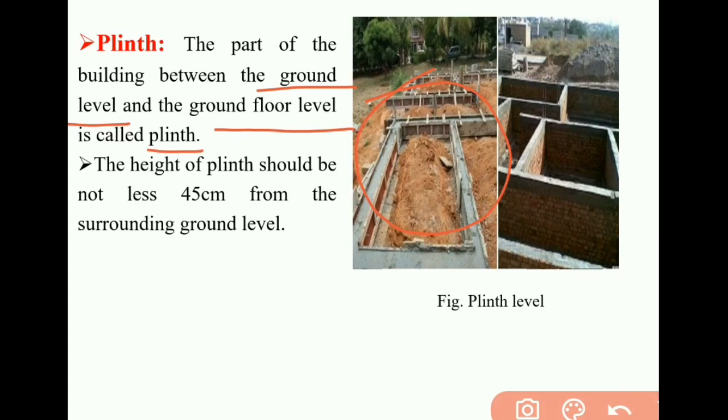So the plinth height should be such that after proper leveling and grading of ground adjoining the building for proper drainage, there is no possibility of rainwater entering the building. So the height of a plinth should be not less than 45 centimeter from the surrounding ground level.